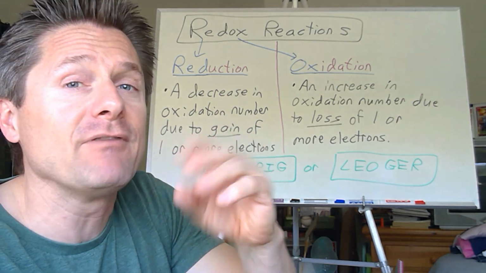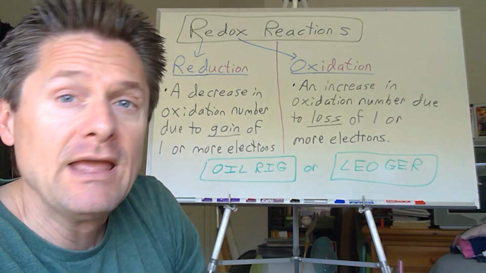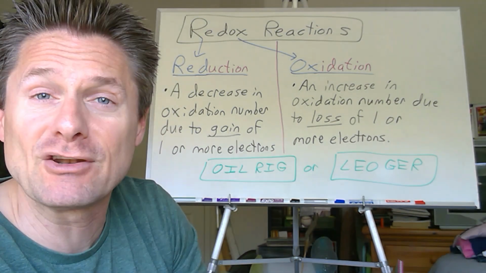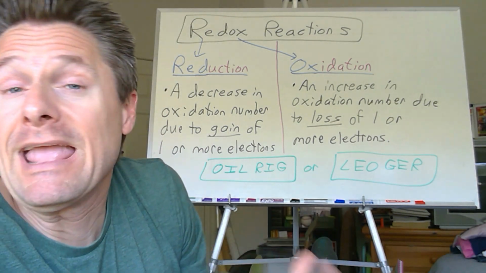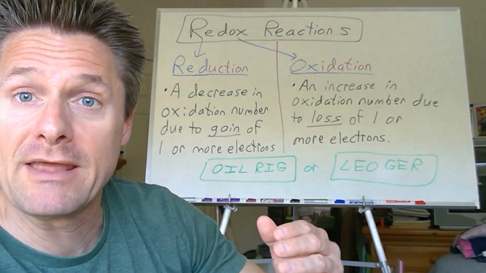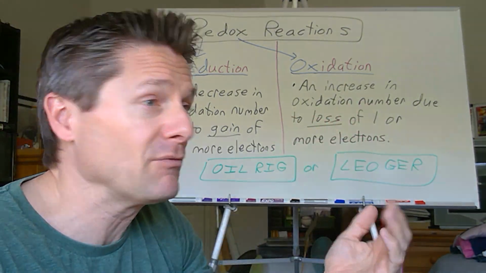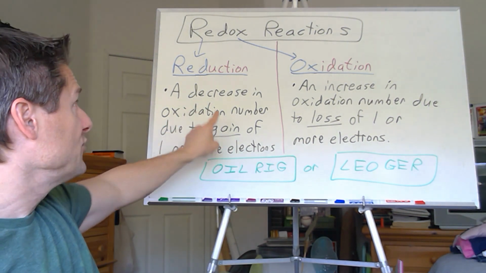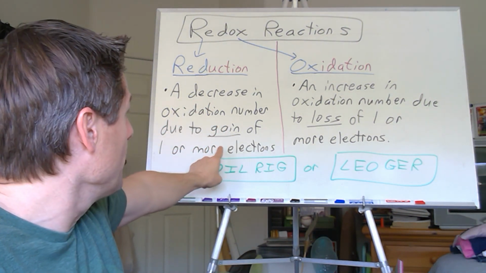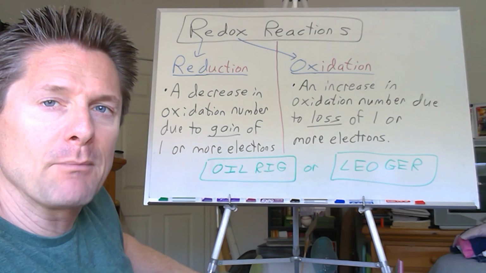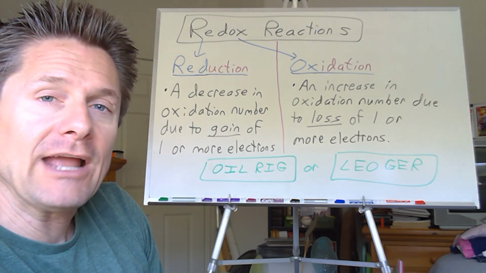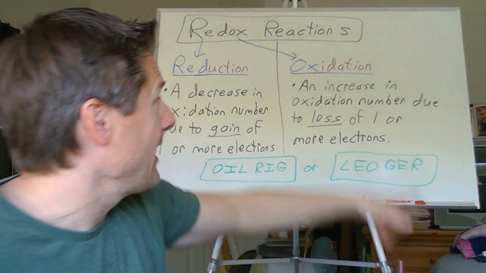So maybe it was a 5, and if it gains an electron, it goes to a 4. If it was a 0 and it gains an electron, it goes to -1. If it was a -3, it gains an electron, goes to -4. If it gains 3 electrons, it can go from 0 to -3, or 5 to 2, or -3 to -6. Doesn't matter how many you gain, as long as it's 1 or more electrons. So it's a decrease in oxidation number on a particular atom of an element, due to gain of 1 or more electrons. And the exact opposite of that is oxidation.